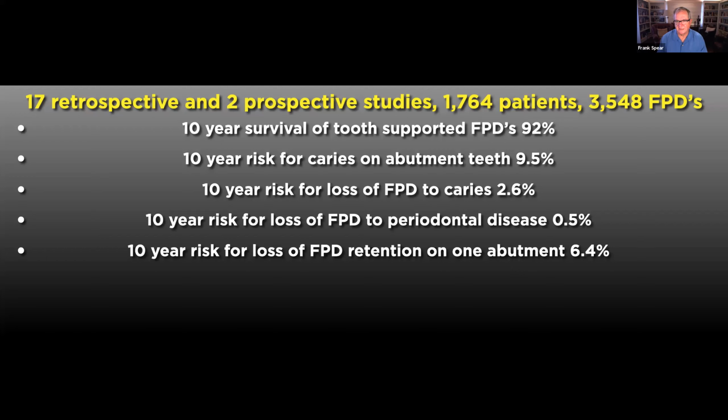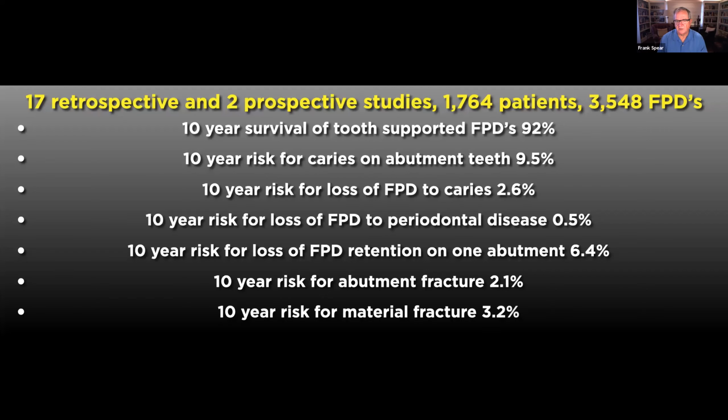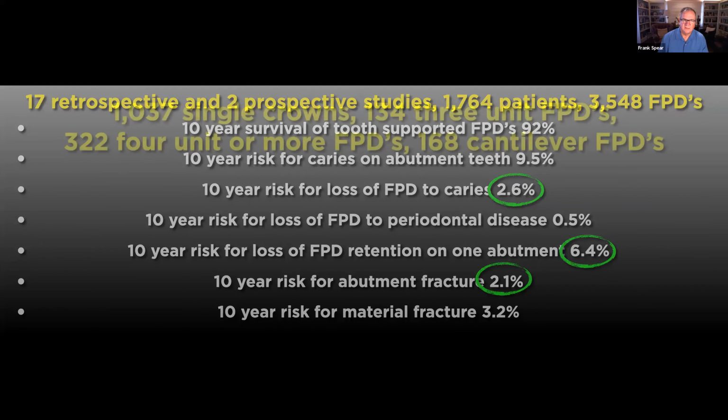Losing retention on one abutment, 6.4%. 10-year risk for abutment fracture, 2.1%. Material chipping or fracture, 3.2%. Here are the ones I want you to look at. 10-year risk for loss of an FPD to caries, 2%. Loss of an FPD due to losing retention on an abutment, 6%. Loss of an FPD because the prep fractured, 2%. Those are the big ways FPDs fail. They're not huge numbers, 2.6%, 2.1%, the biggest one being loss of retention, but it happens, okay?